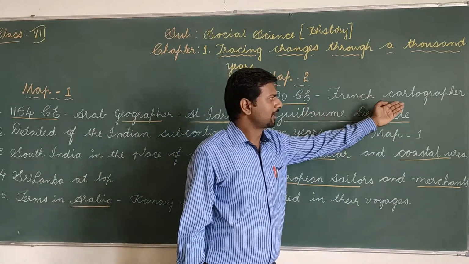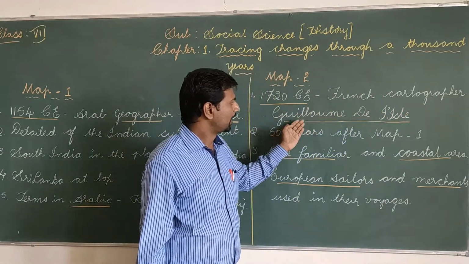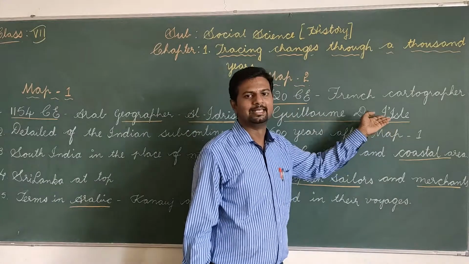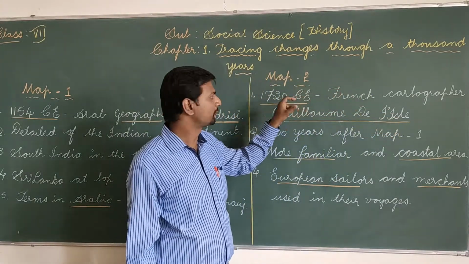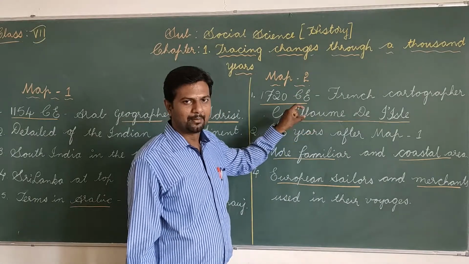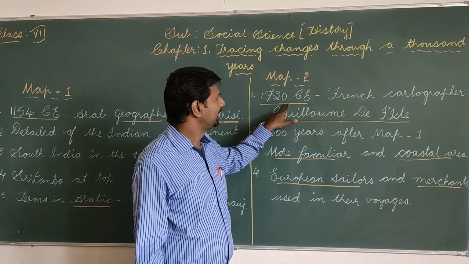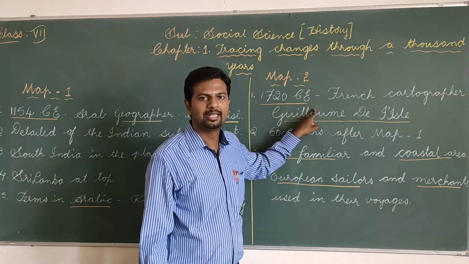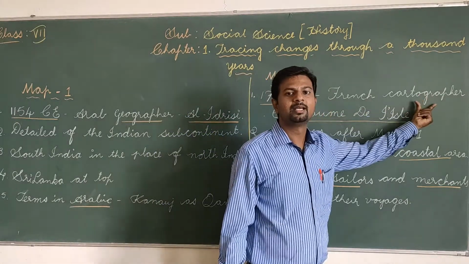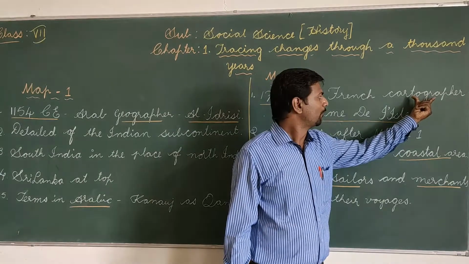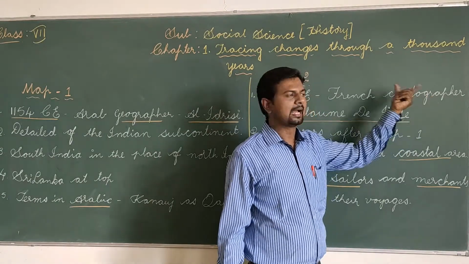The French cartographer Guillaume d'Islay formed this map in 1720 CE. The meaning of cartographer is one who makes maps.